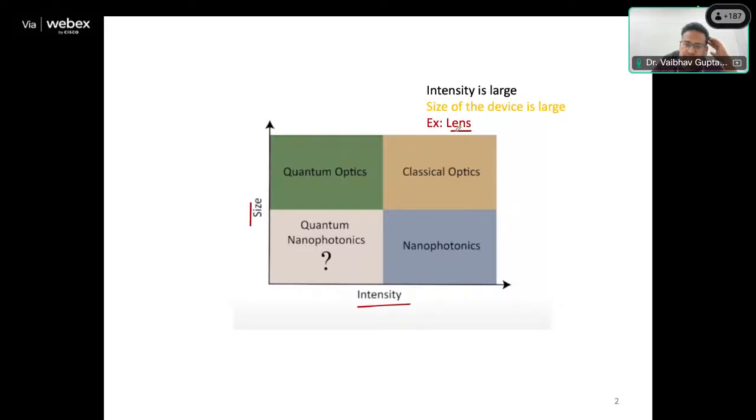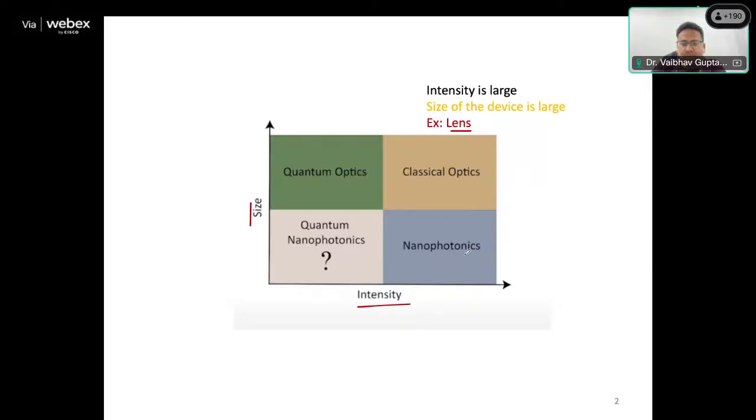So we have lenses, and when we talk about intensity, we usually use higher intensities. We do not use picowatts, but we work in the range of milliwatts. That is what we mean when we say we have higher intensities. So that is about classical optics.